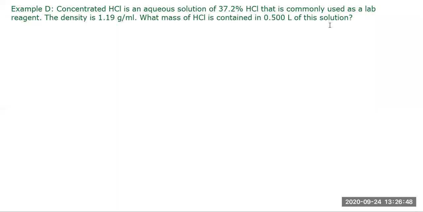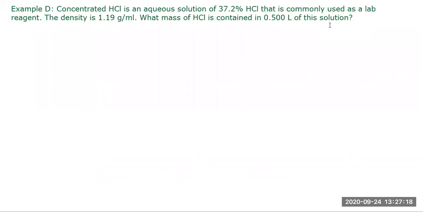Example D asks us, concentrated HCl is an aqueous solution, remember that means in water, of 37.2% HCl that is commonly used as a lab reagent, density of 1.19 grams per milliliter. What mass of HCl is contained in 0.500 liters of this solution? Okay. And this problem does require a little bit of intuition as well, thinking about the fact that this is a mass percent type calculation.